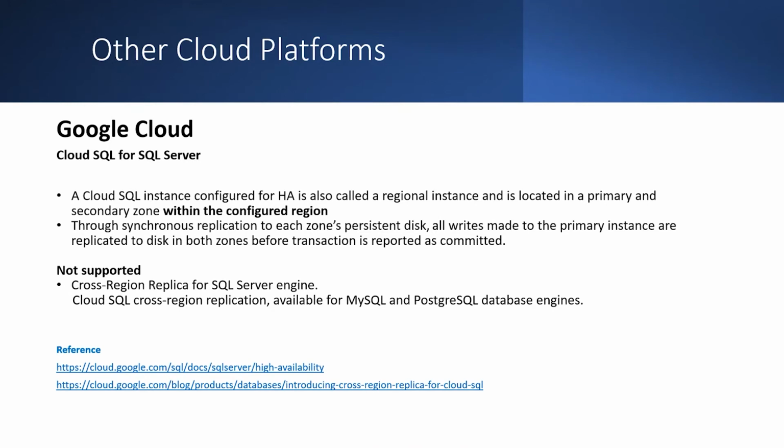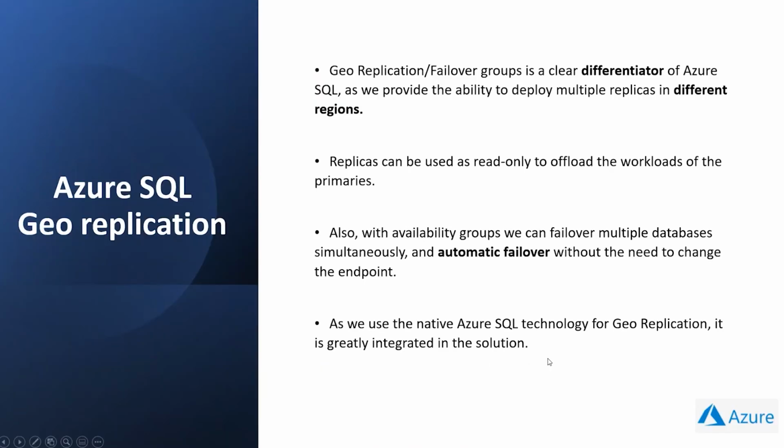replication. So this is only trying to compare, if you want to run specifically SQL Server in other clouds, how do we compare in terms of geo-replication? As we can see, GeoDR is a clear differentiator of Azure SQL. In contrast with our competitors, we provide the ability to deploy multiple replicas in different regions. Replicas can be used as read-only to offload the workloads of the primaries. And also, with availability groups, we can fail over multiple databases simultaneously.